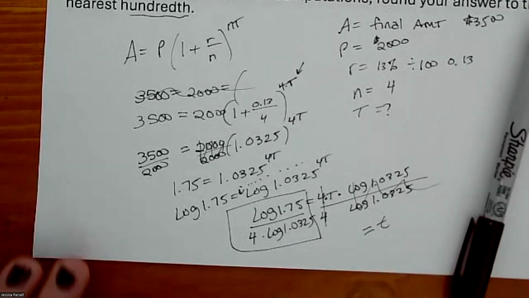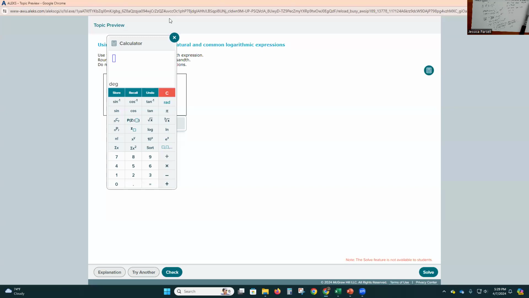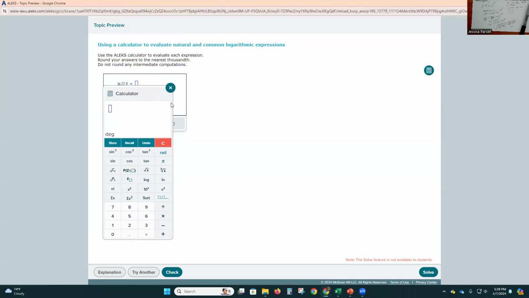Okay, let's head over in our Batmobile, I'm going to share my screen. Instead of using my graphing calculator that I love, I'm going to use this calculator here. All right, so here we go. I think if I remember this right, we have to do the log of 1.75, hit equals. Then divide that by 4 times the log of 1.0325 and hit equals. And it looks like it's going to take a little over 4 years for that money.